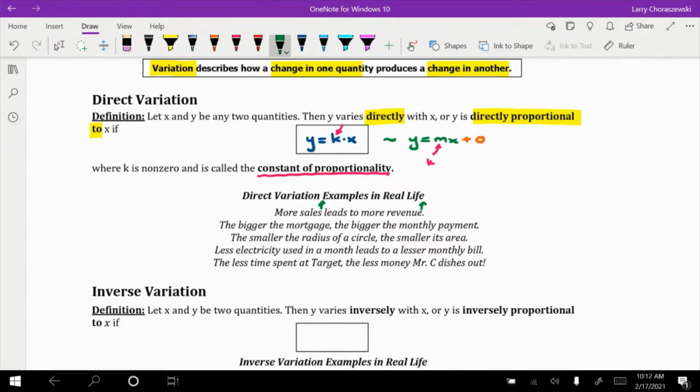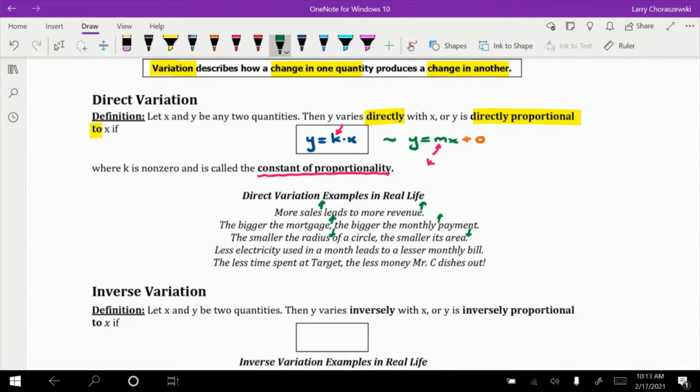The bigger the mortgage, the bigger the monthly payment, okay, generally speaking. All right, so let's say that you qualify for a 30-year mortgage. The bigger amount of mortgage that you qualify for typically leads to a bigger monthly payment. This is more of a mathy one, geometry one. The smaller the radius of a circle, so if that decreases, then the overall area of the circle would decrease as well, since they're related to each other in a variation type way.